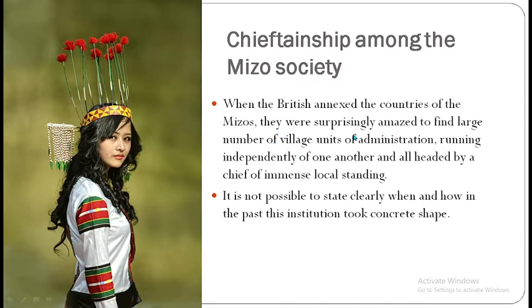When the British annexed the country of the Mizos, they were surprised to find a large number of village units of administration running independently of one another and headed by a chief of immense local standing. When the British came to the Lushai Hills, the present Mizoram state, they were surprised to see well-administered village administration among the Mizos. However, it is not possible to state clearly when and how in the past this institution took such a concrete shape.